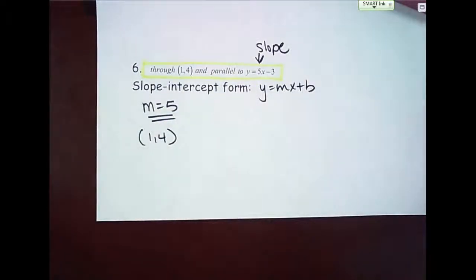If I've got a point and a slope, where should I start? Point slope. Now, if I have a point and a slope, and my point happens to be the y-intercept, then I would start at the y equals mx plus b form.